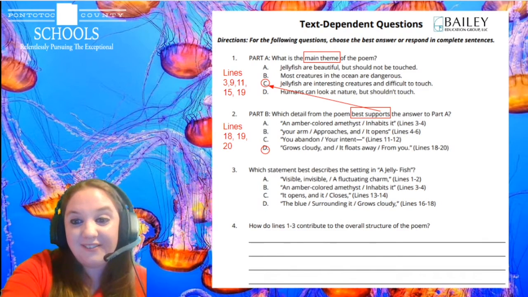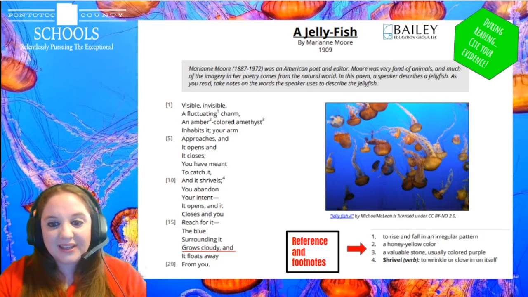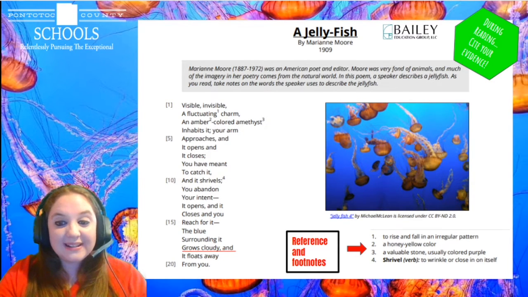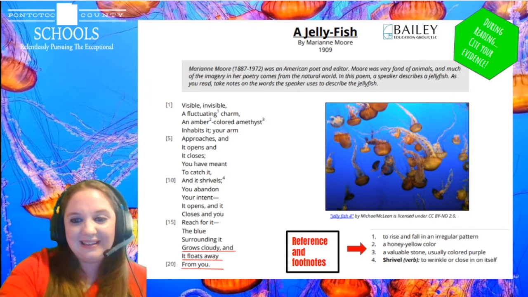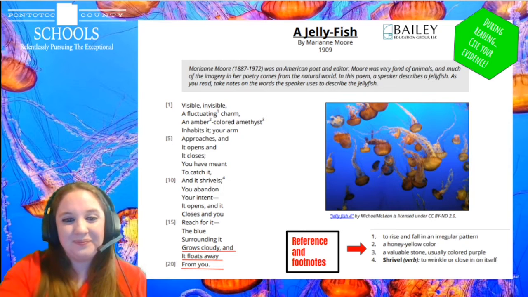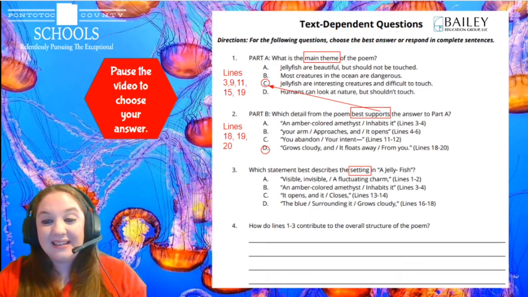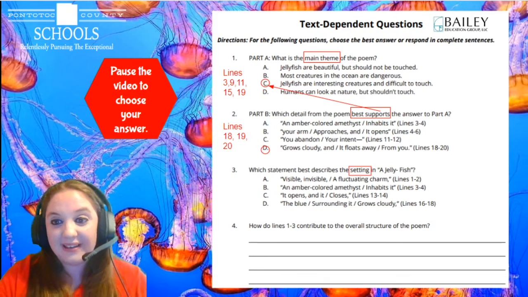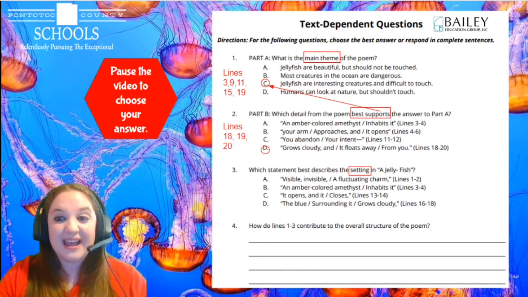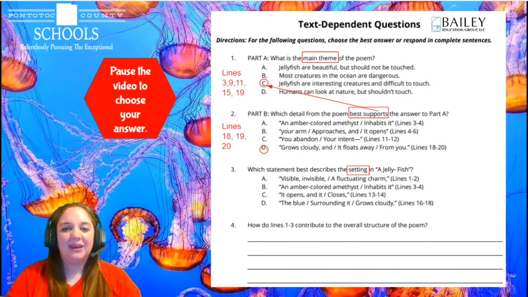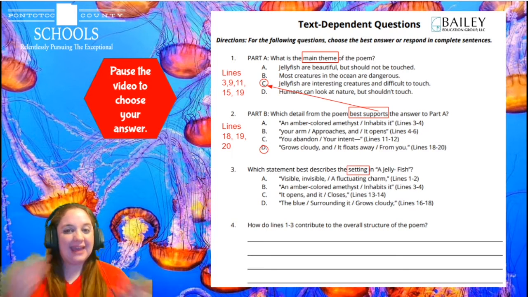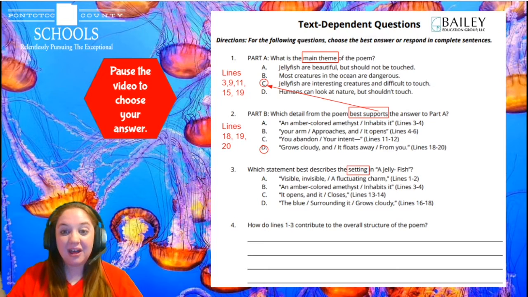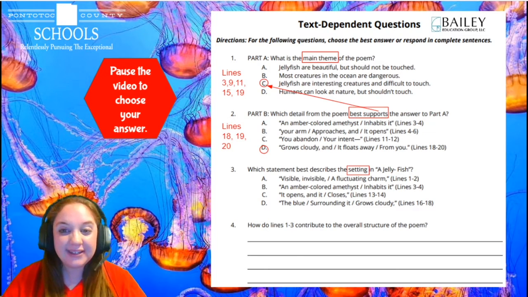Let's go back and find our evidence together. If we look in line 18, grows cloudy, and line 19, it floats away, and line 20, from you, we can see that it supports our answer from number 1, that jellyfish are interesting creatures and difficult to touch. Look at number 3. Which statement best describes the setting in a jellyfish? Be sure to box the word setting. Is it A, visible, invisible, a fluctuating charm, lines 1 and 2.